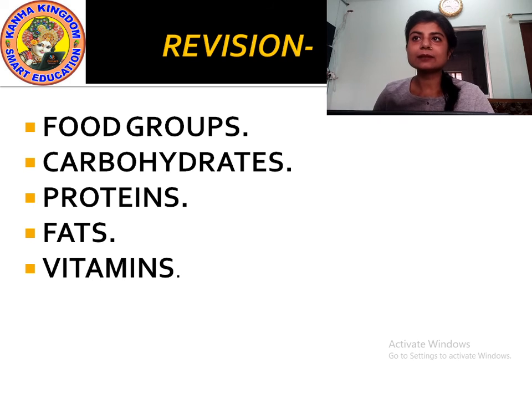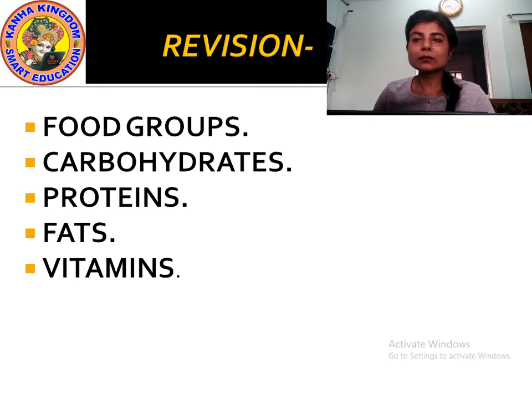Then vitamin C. This vitamin C fights infection in our body and keeps our gums and teeth strong and healthy. Foods such as lemon, orange, pineapple, banana, potato and watermelon are very good sources of vitamin C. Lemon is a very good source of vitamin C.